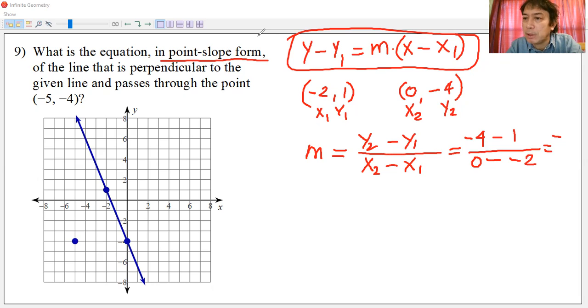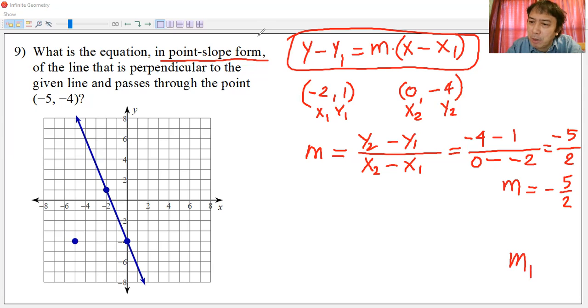-4, -1 is a -5, divided by minus minus, that becomes plus. So we have -5 over 2. So our slope is -5/2. This is the slope of the blue line. We need the slope of the perpendicular. So the -5/2 becomes +2/5.